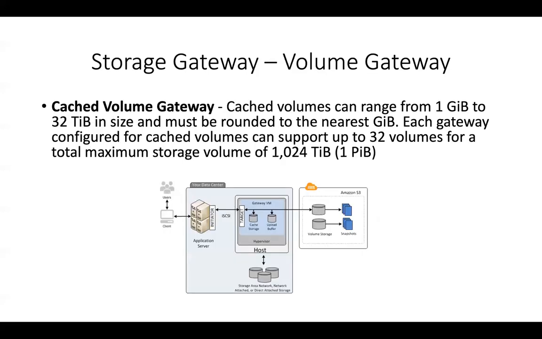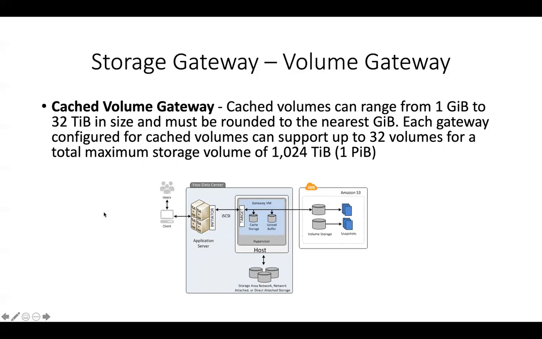So into more depth with cached volume gateway. A cached volume can range from 1 GB to 32 TB in size, and it is rounded to the nearest GB. And each gateway configured for cached volume can support up to 32 volumes, which means 32 volumes into 32 TB size each. The maximum is 1 petabyte, which is 1024 terabytes, right?